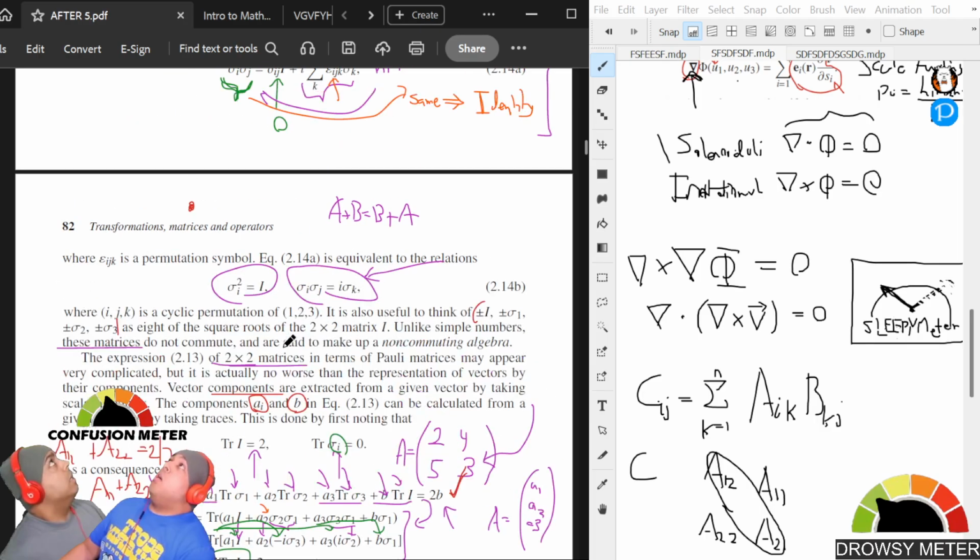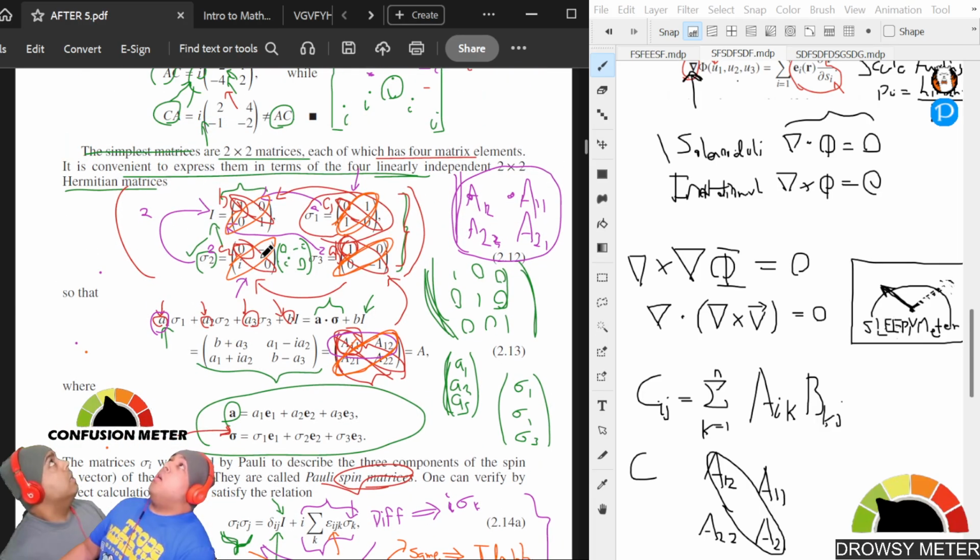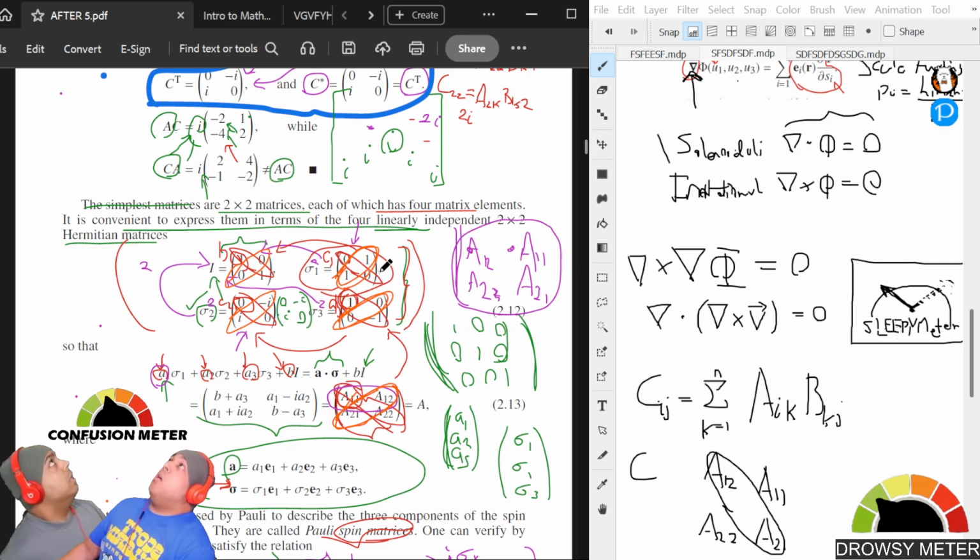I think I know what's going on. Let me clear this up. This guy, this 0110, is a rotation matrix, I believe. So this rotated the A matrix.